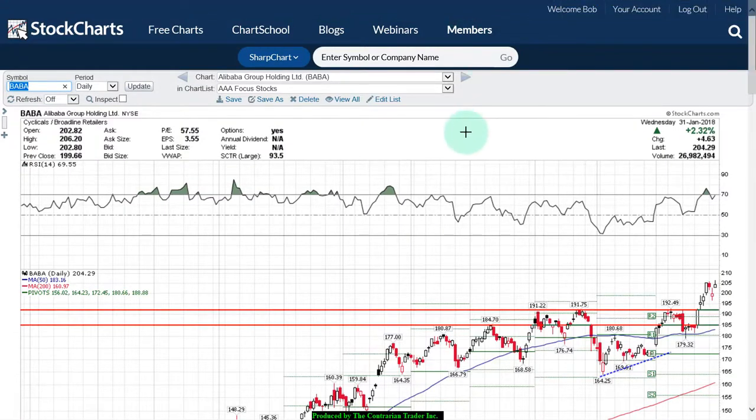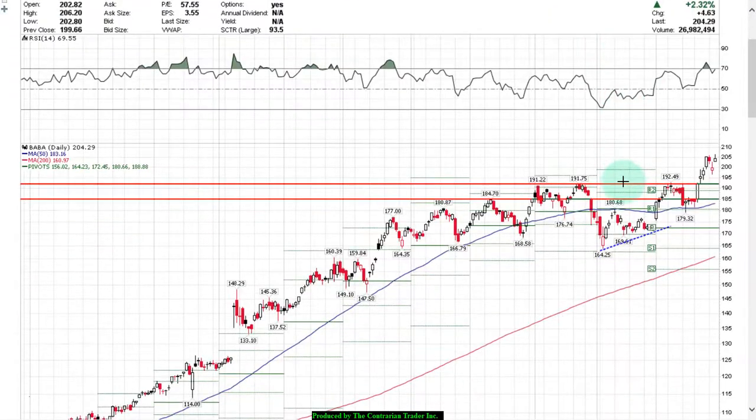Alibaba. They report earnings today. So I would wait to see how earnings come out before I trade it. I'm not a guy that likes to trade into earnings unless, of course, we have an extreme overbought or an extreme oversold stock. Absent that, I avoid trading an earnings call.